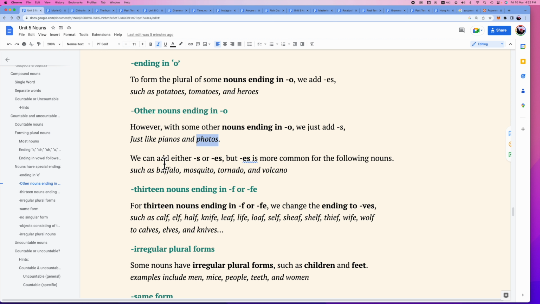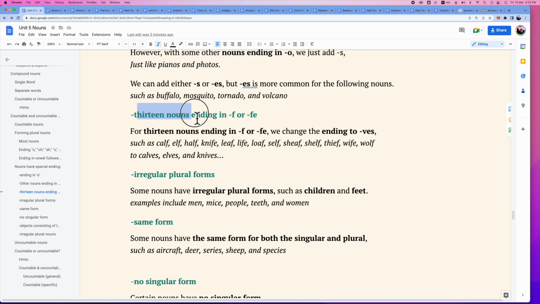We could either add s or es, but es is more common for the following nouns such as buffalo, mosquito, tornado, volcano. There are 13 other nouns ending in f or fe that we have to change to ves, such as calf, elf, half, knife, leaf, life, loaf, self, sheaf, shelf, thief, wife, wolf. Change it to elves, and knives.